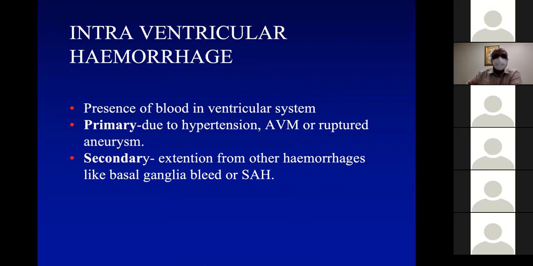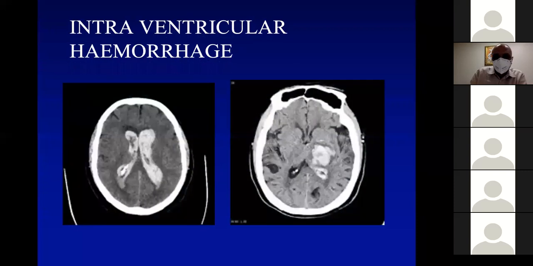Intraventricular hemorrhage is the presence of blood within the ventricular system, primarily due to hypertension. It could be due to AVM or rupture of an aneurysm. Secondary, there's an extension from other hemorrhages like basal ganglia bleed or subarachnoid bleed. That blood can also accumulate within the ventricles.